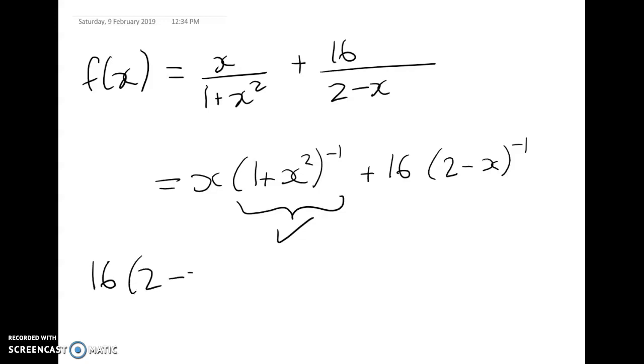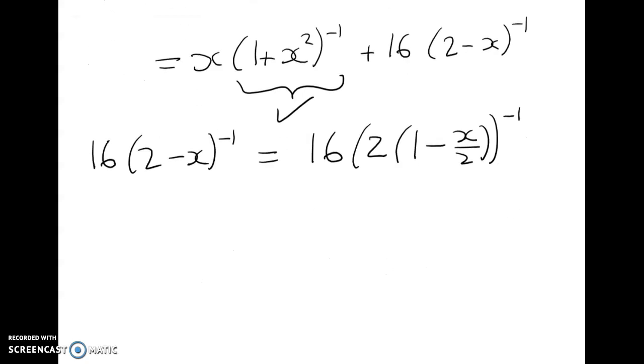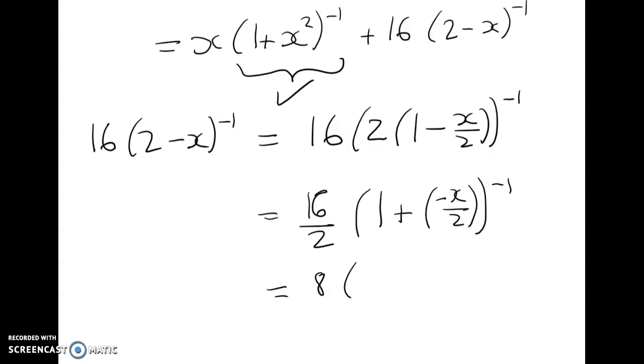So 16 times 2 minus x to the -1 has to be forced into the following form. I need to have a 1 plus something. So I take out the 2 as a common factor and write it like this. That gives me 16 over 2 times 1 plus -x over 2 to the -1, which is 8 times all of that.